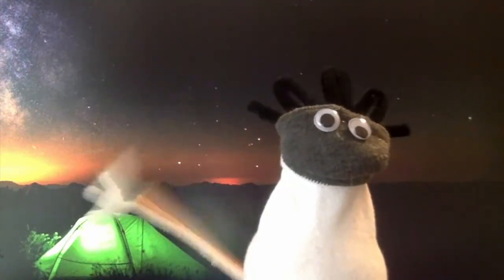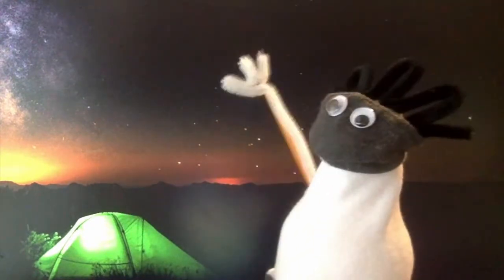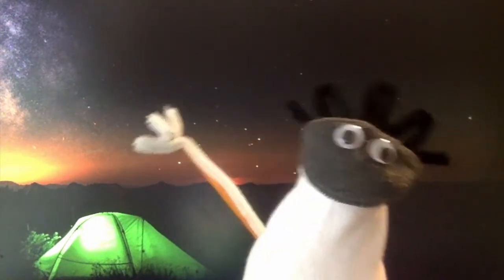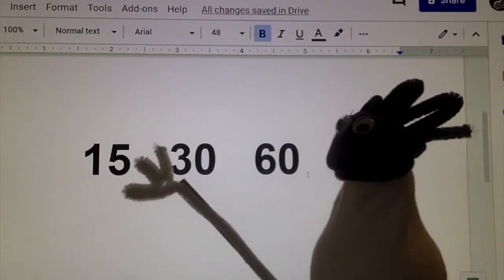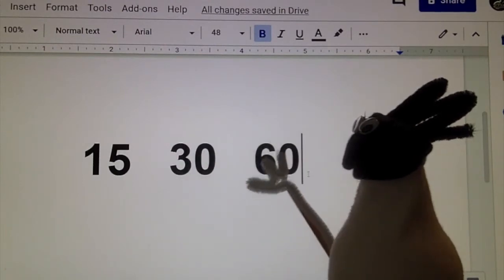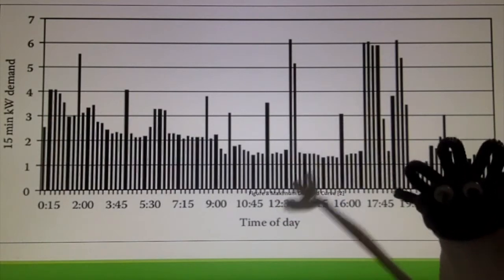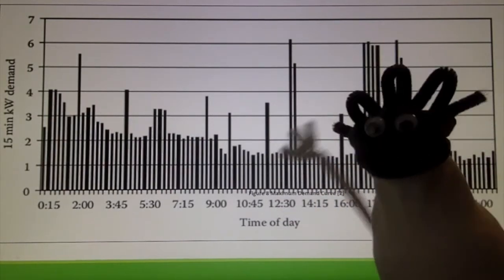Load profiles are graphs that represent energy usage over a 24-hour period. They are broken into time intervals of 15 minutes, 30 minutes, or 1 hour increments. As you can see here, here's an example of a residential load profile.